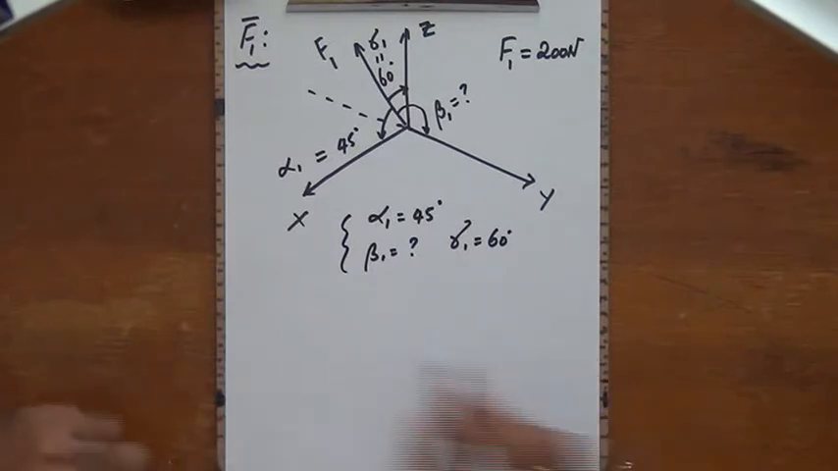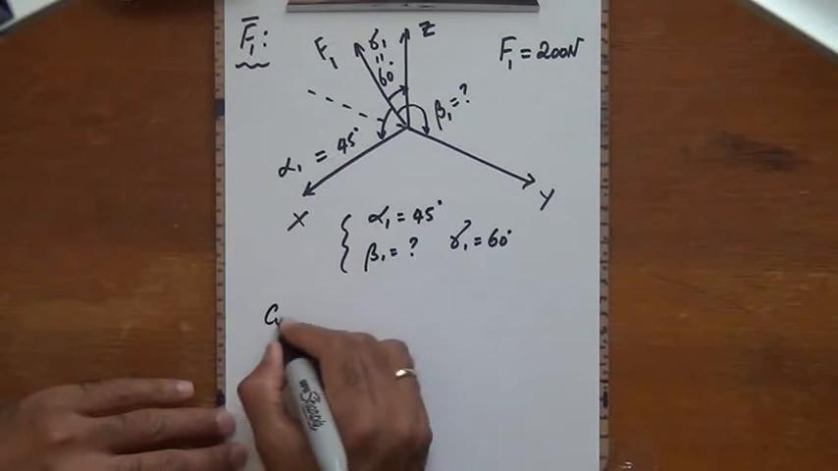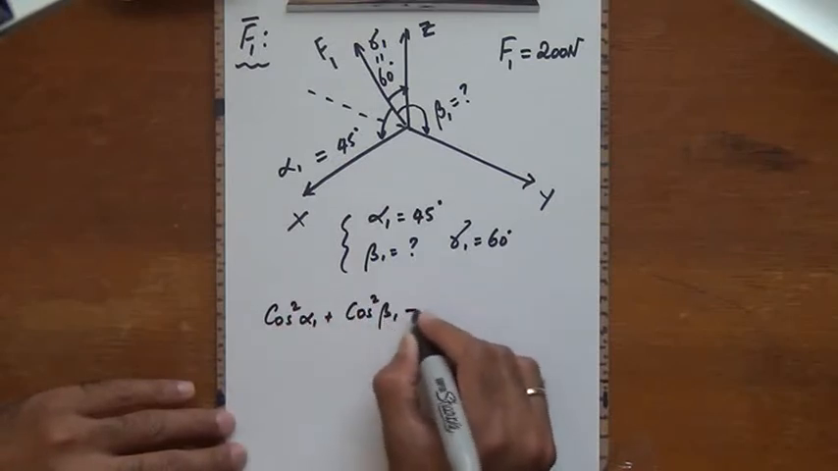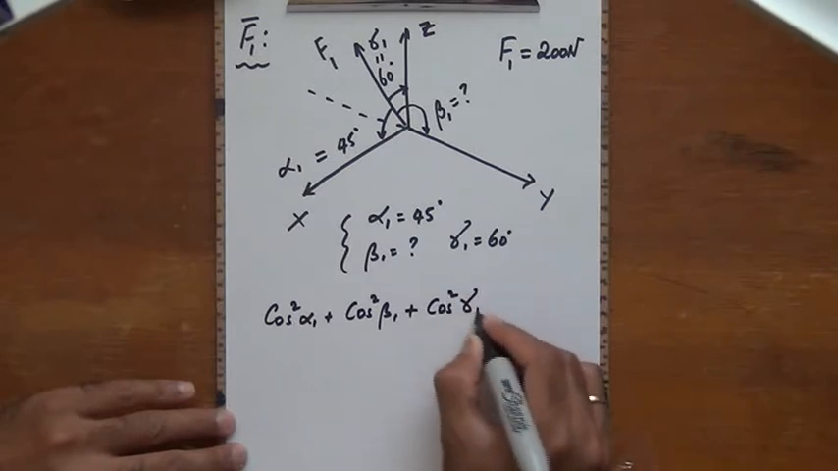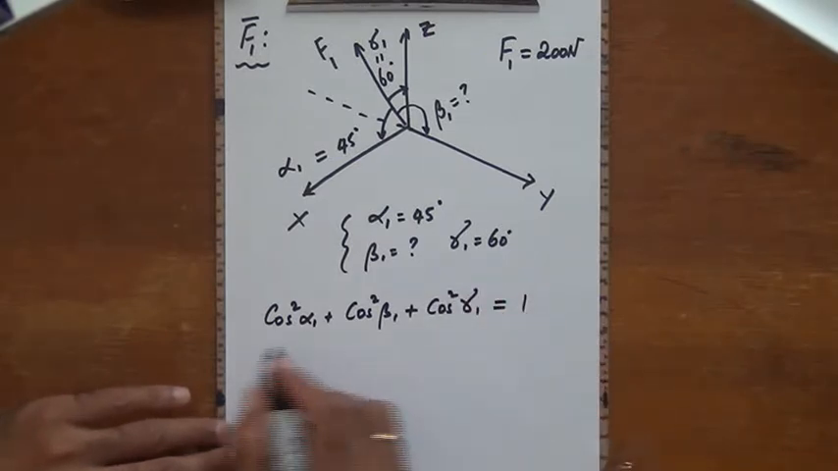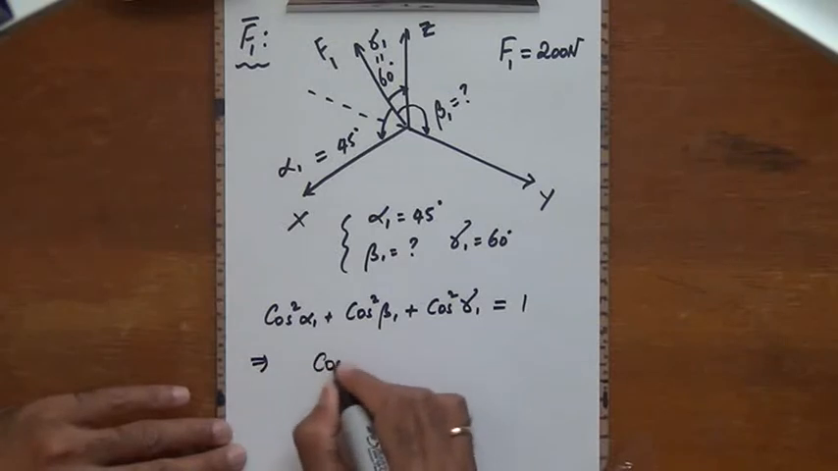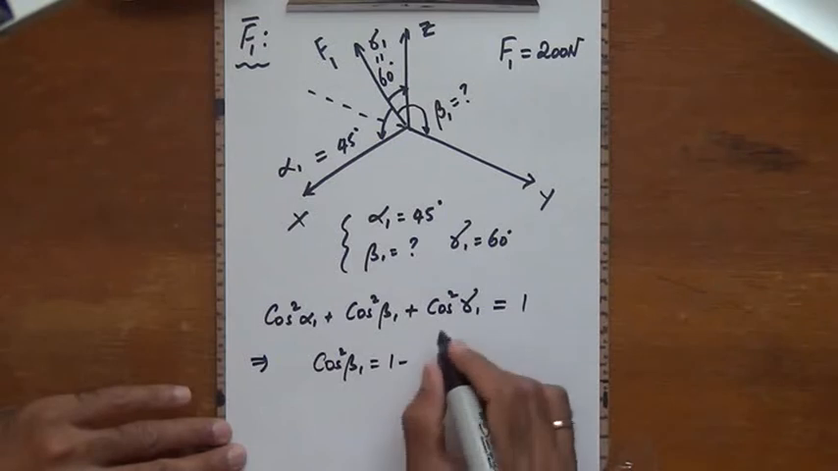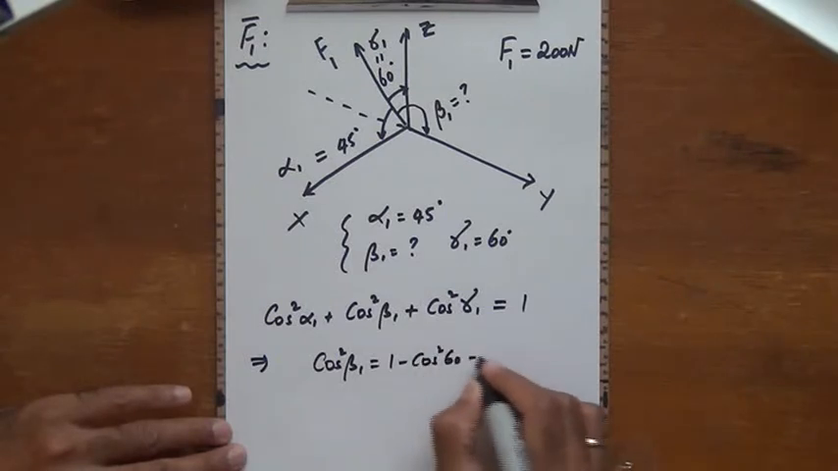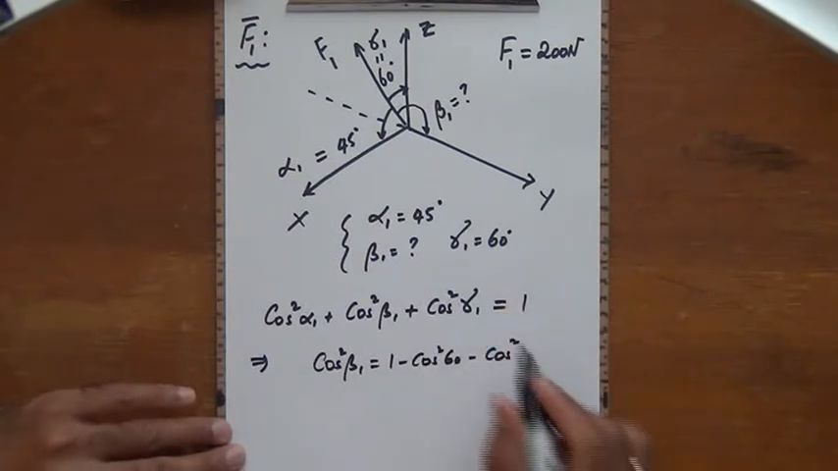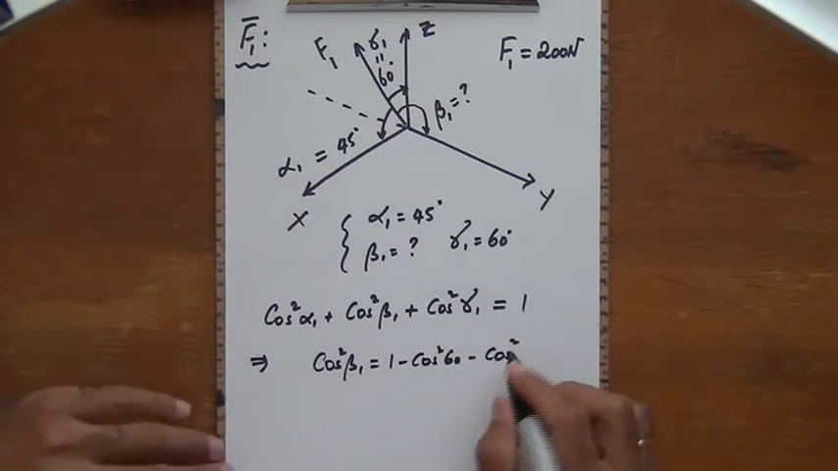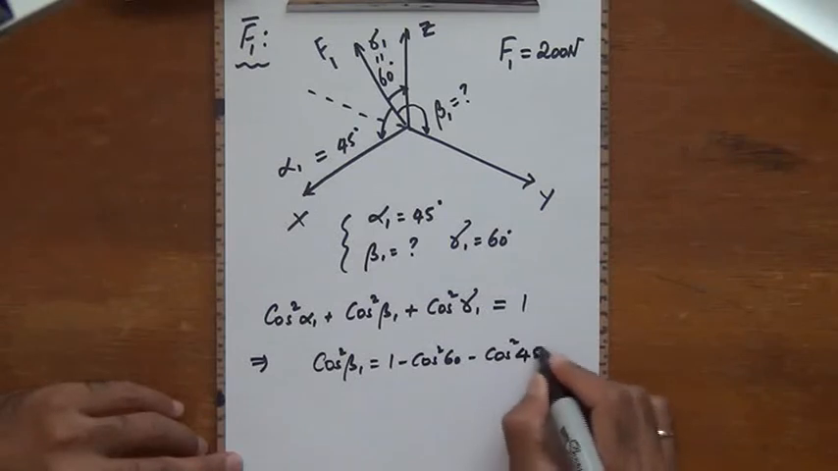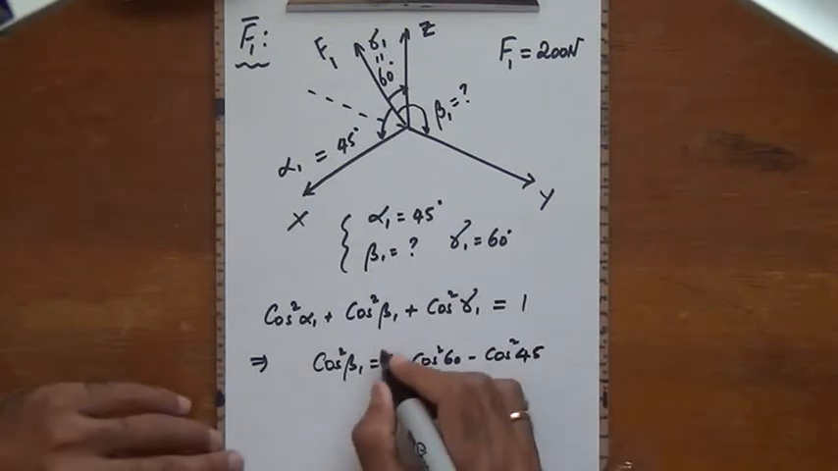I make use of the identity. And what is the identity? I have cos square alpha 1 plus cos square beta 1 plus cos square gamma 1 is equal to 1, and this means that cos square beta 1 is 1 minus cos square alpha 1 minus cos square of gamma 1. Actually gamma 1 is 60 and alpha 1 is 45, as I have written here. It does not make a difference to us as long as we take them into account.